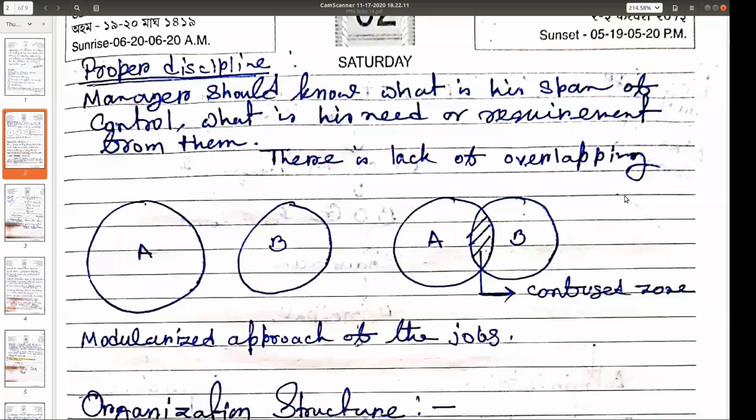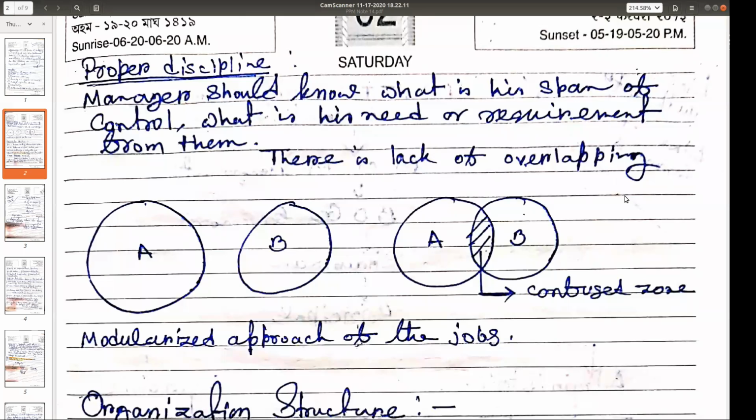Like if A is a set and B is another set. Now, when will the confused zone be created? When they intersect, we call it intersection. In the second picture, you can see the intersection. It is denoted with a cross like that. So when A and B intersect, there will be a confused zone. That means some part of the job of A may be done by B, and some job of B may be performed by A. So that will be a confused zone.